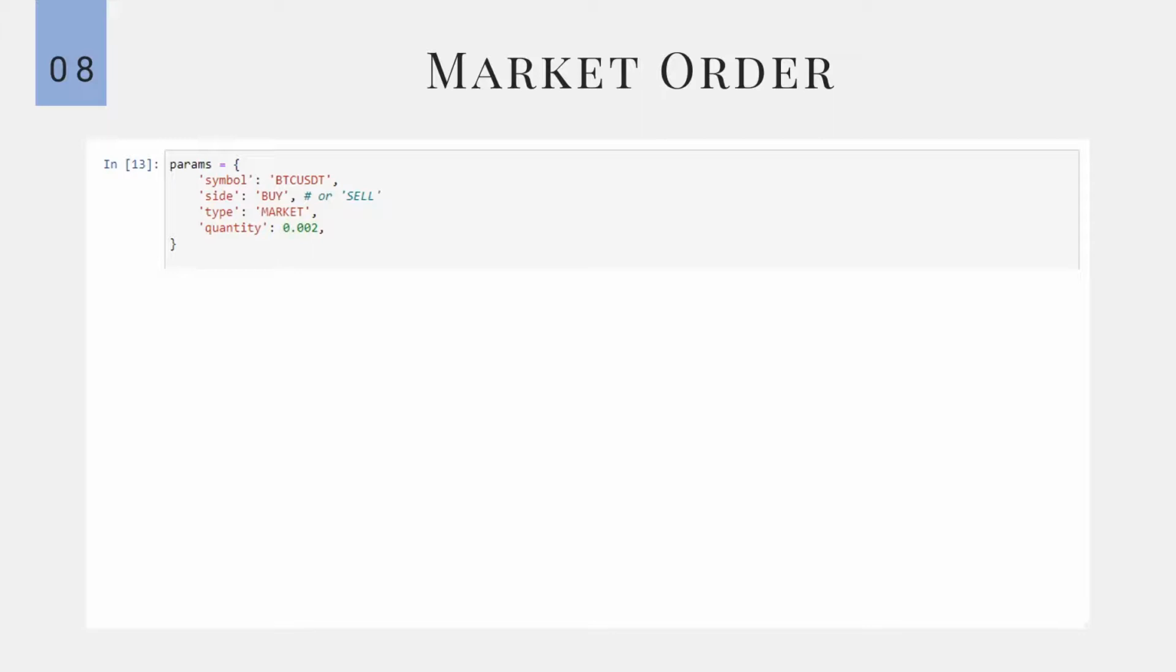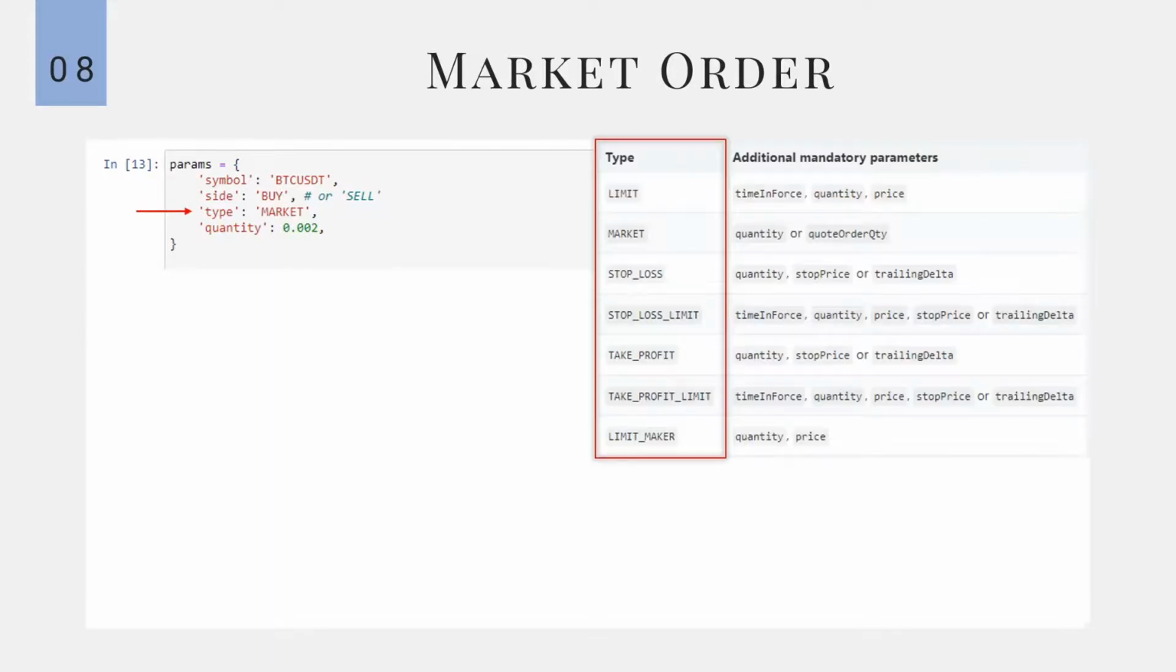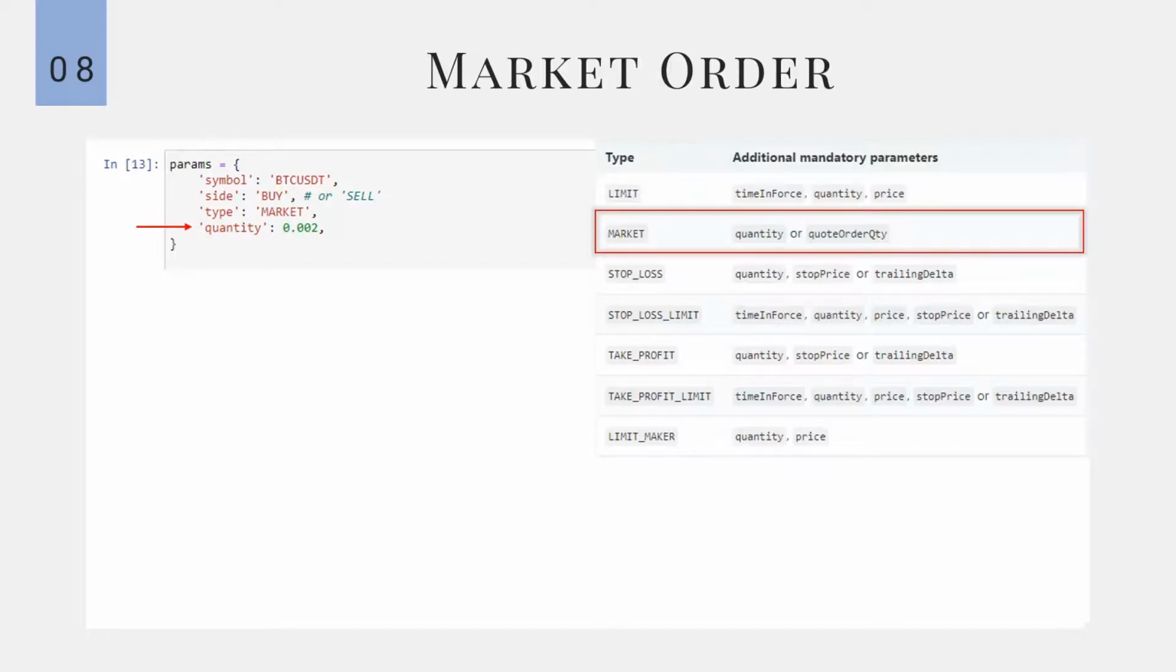First, we have to specify some parameters. First, we have the symbol and the side. So the symbol we know already, it's just the asset that we want to trade. And the side is just if we want to buy or to sell. Next, we have to specify the type. That's the list that I have just shown, and you can choose one of these types. Now every type has some additional mandatory parameters that you have to give in. In our example, we are using the market type, so we need the parameter quantity or quote order quantity.